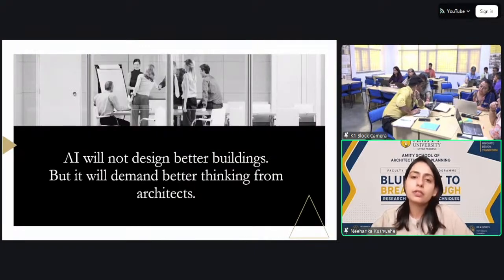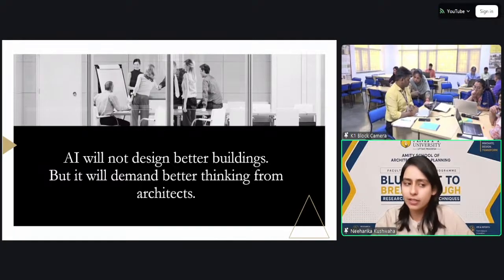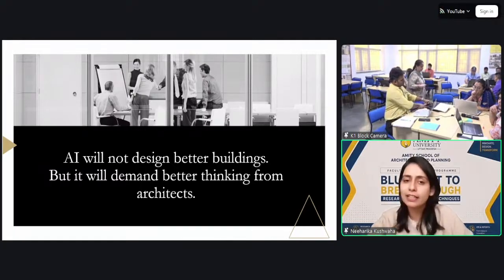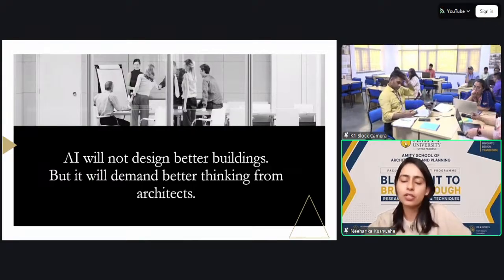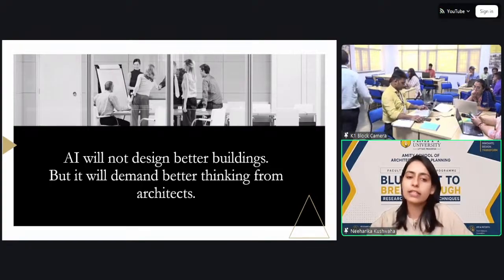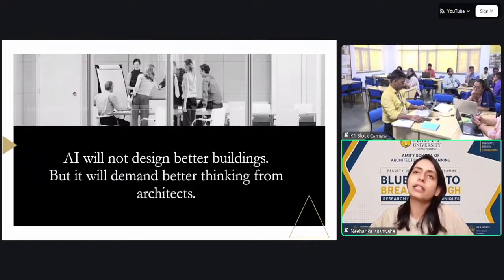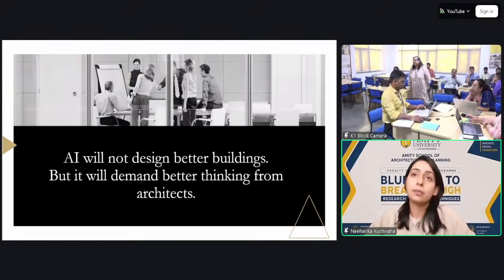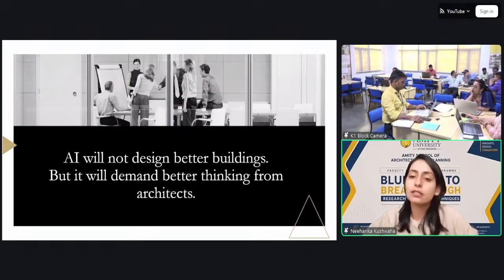And as we end towards this presentation, I would say AI will not design better buildings. When we said initially that it's not human versus AI, it's human intelligence augmented by computational intelligence, this is what exactly I meant: AI will not design better buildings, but it will demand better thinking from architects. The better the parameters you give, the sharper the questions you ask AI, and the better technical literacy you present to these AI tools will help you to actually give better designs for your own research.